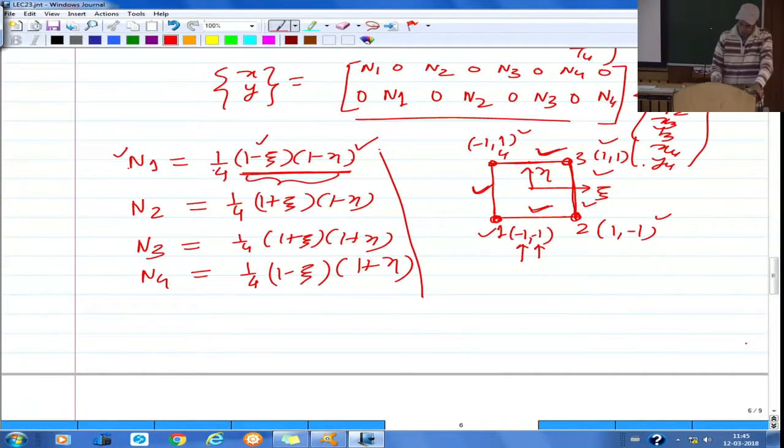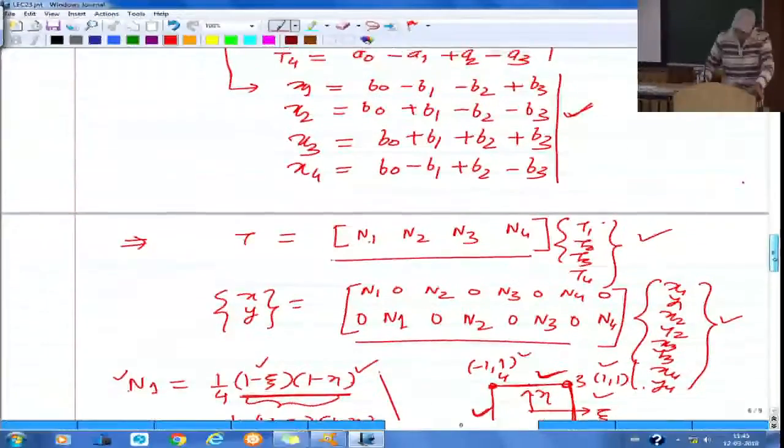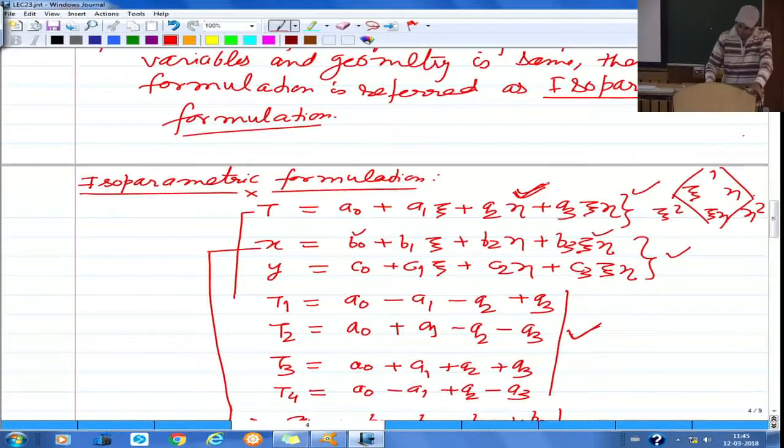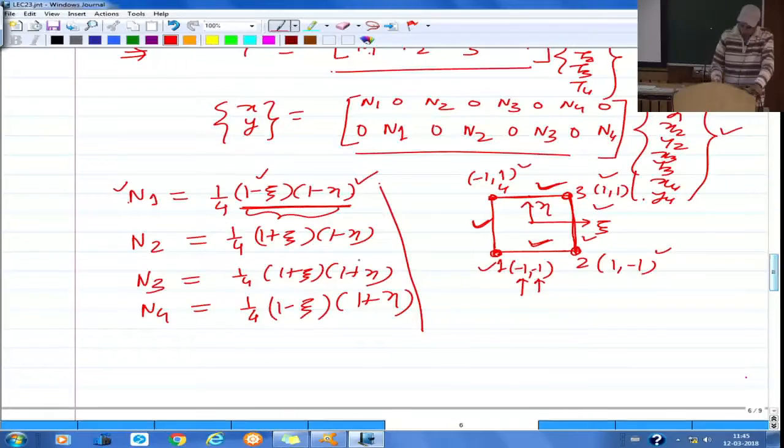So that's the purpose. Of course, if you follow the route of deriving these shape functions by solving for a0, a1, a2, a3 from this equation, and then putting back and collecting the coefficients, that 1 by 4 would automatically come. Since here we are trying to derive directly, we have to forcefully put this 1 by 4 to make it unity at the corresponding node. So this is how the derivation of these shape functions works.